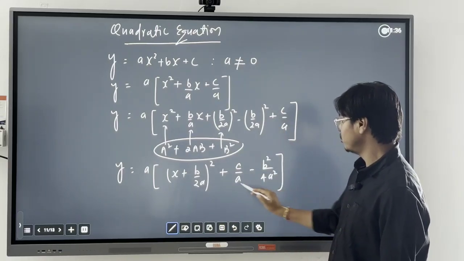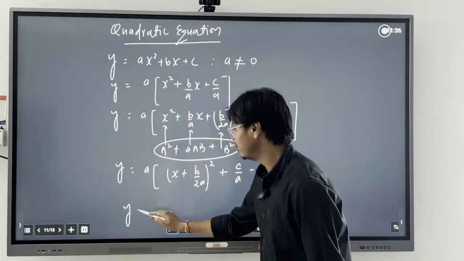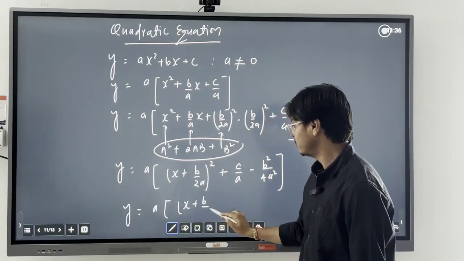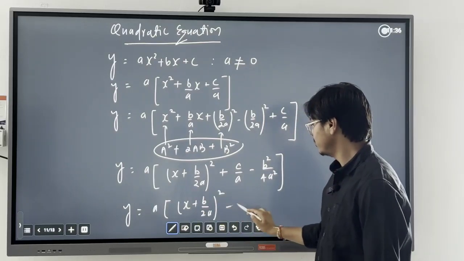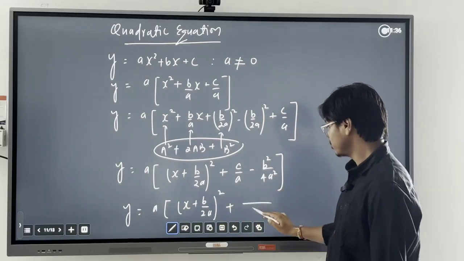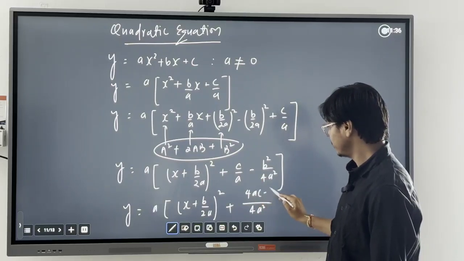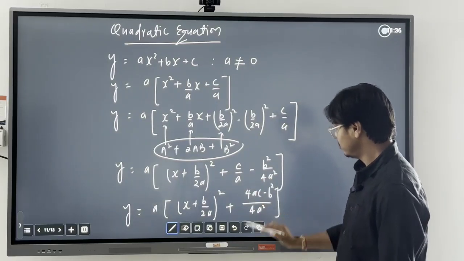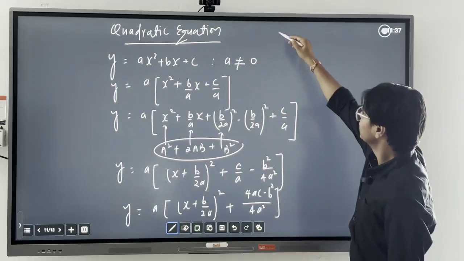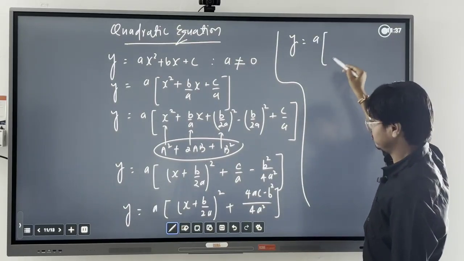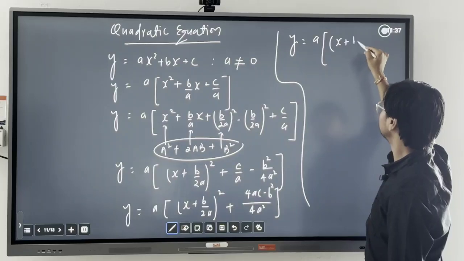If we take the LCM of the two terms, then y will become a bracket of x plus b upon 2a whole square plus, 4a square is the LCM, then that will become 4ac minus b square. Okay, so the function y is equal to a bracket of x plus b upon 2a whole square.